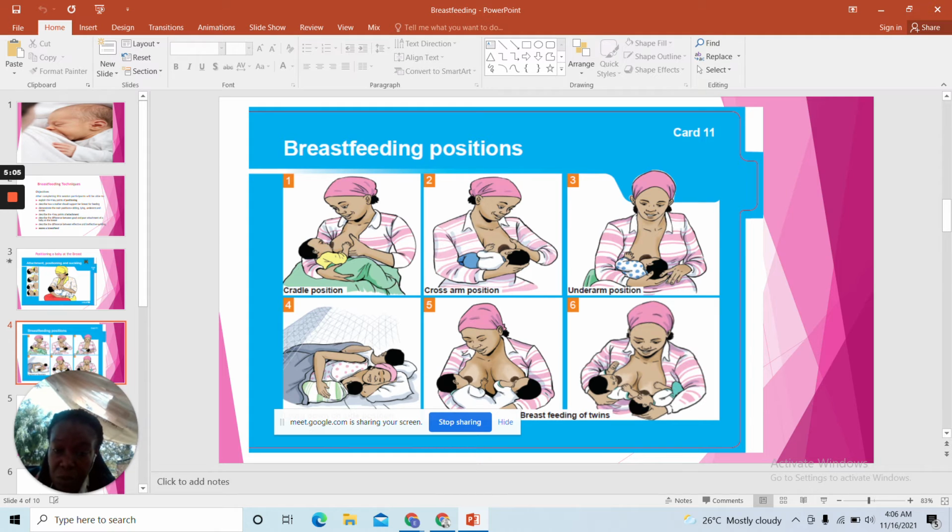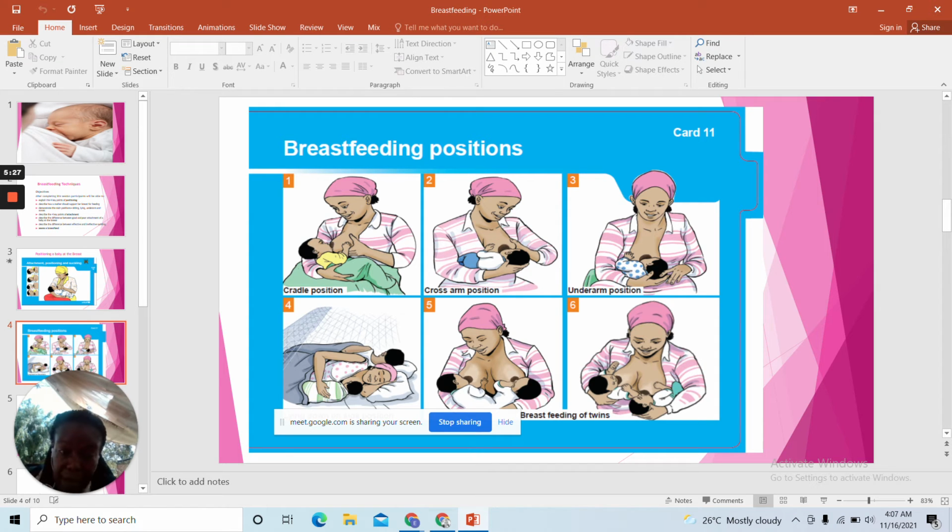The second position, which is cross arm, is whereby you cross your child under your arm by the legs, and the baby feeds on the opposite breast. You hold your arm over the baby's body, supporting the head with your palm, as the baby breastfeeds on the opposite breast.